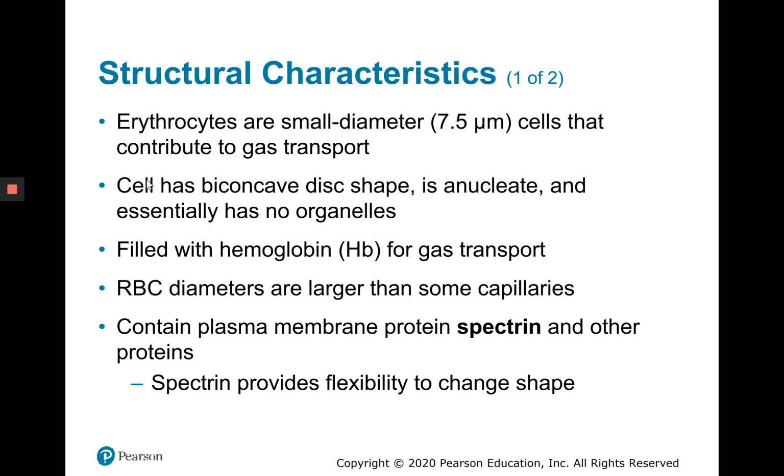They're filled with hemoglobin, and hemoglobin is a protein that functions in the transport of oxygen. It can also transport carbon dioxide, but mainly is known for its ability to bind to oxygen reversibly. Red blood cell diameters are larger than some capillaries, so they have a membrane protein in them called spectrin. This membrane protein in the plasma membrane of red blood cells allows them to bend and move and flex through these really small blood capillaries that are smaller than themselves.